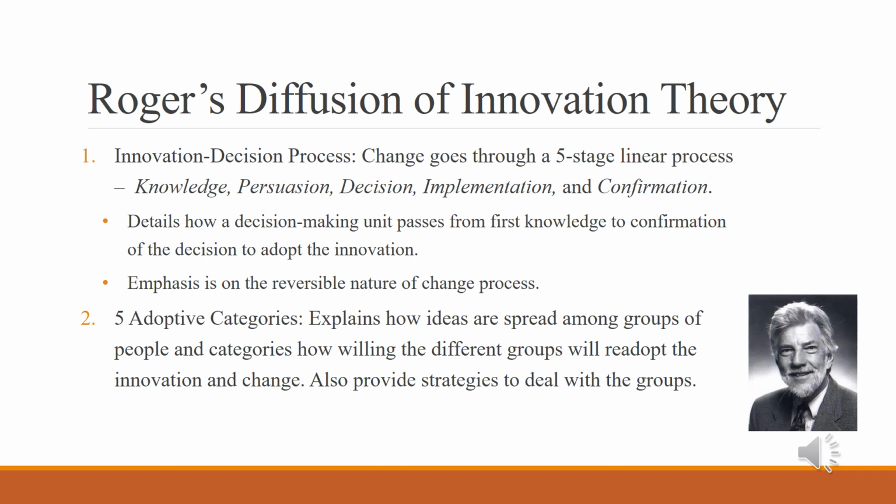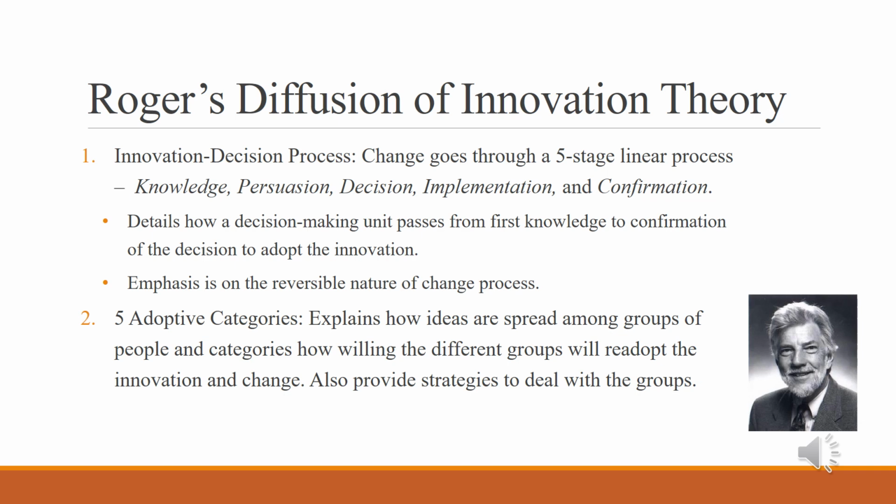So Rogers theory is quite complex, but it can be summarized in 2 points. The first point is known as the innovation decision process. Rogers believed that change goes through a 5-stage linear process. The first stage involved knowledge, whereby the project team will share information about the innovation. Then the team will go on to try to persuade the so-called stakeholders to try to convince them to accept the change. When it comes to the third stage, this is where the stakeholders and the project team will decide whether to adopt or reject the innovation.